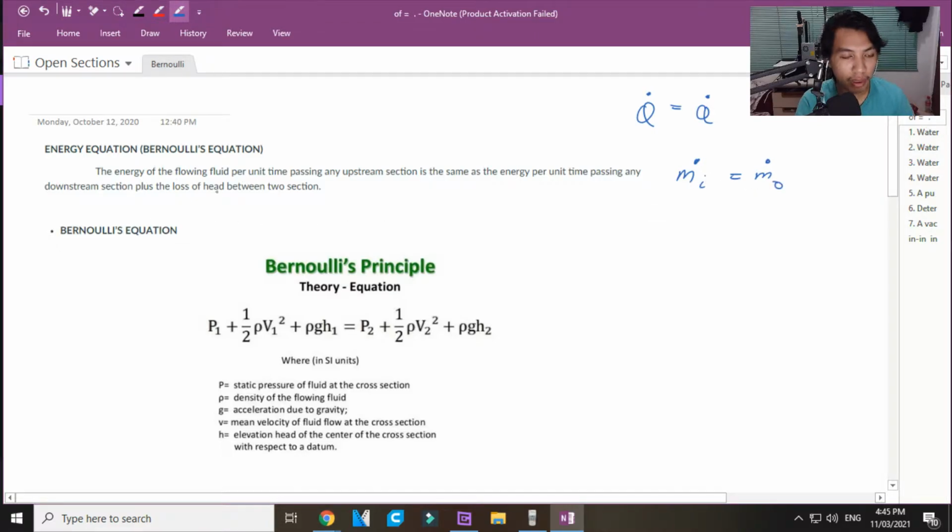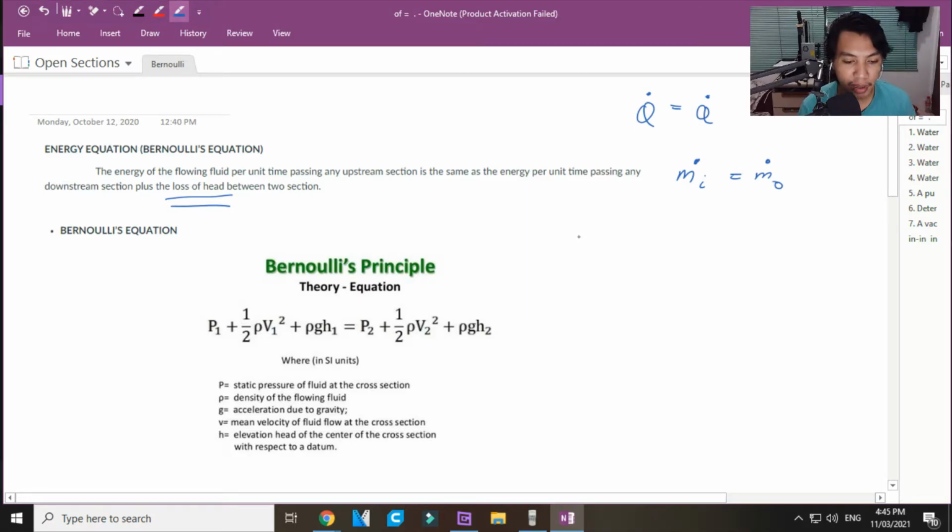Ganyan. So, define muna natin, ano ba yung Bernoulli Principle? Sir, yan po yung sa DE. Yes? Pero pagdating ng fluid mechanics, it is more on the energy equation. It is the energy of fluid flowing into a pipe per unit time passing any upstream section, and is the same as the energy per unit time passing in downstream section plus the loss of head. Okay? The loss of head between two sections. So, ibig sabihin, ano po ba yung head? Hindi pa dinidefine sa atin.